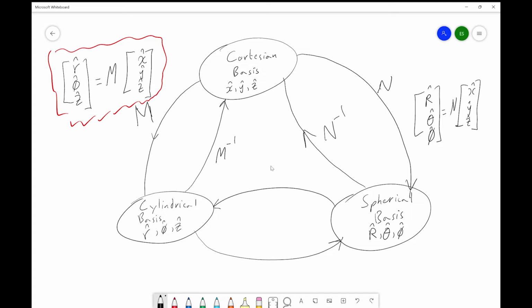Why? Because we could go this way. If we want to go from cylindrical to spherical, I could first go from cylindrical to Cartesian and then go from Cartesian back to spherical. I can do two transformations to get an equivalent transformation from cylindrical to spherical. So going from cylindrical to Cartesian, that's an M inverse. I first multiply by M inverse, and then after I get the result, I multiply by N. It comes to the left.